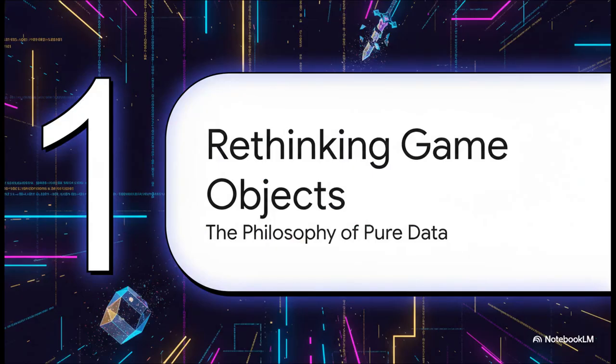And this really gets us to the core philosophy. We have to rethink game objects by embracing pure data. In V-Engine, data doesn't do anything, it just is. Now, this might feel a little restrictive at first, but trust me, it's the secret sauce for writing code that's way easier to debug, to serialize, and most importantly, to run in parallel.